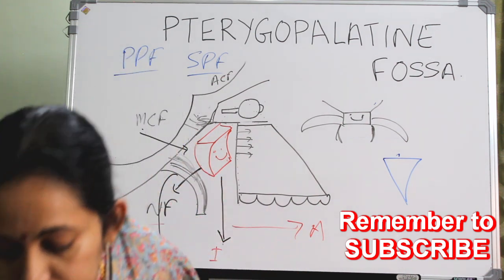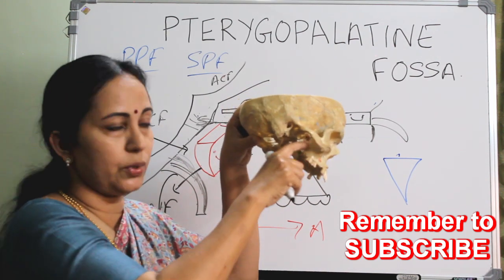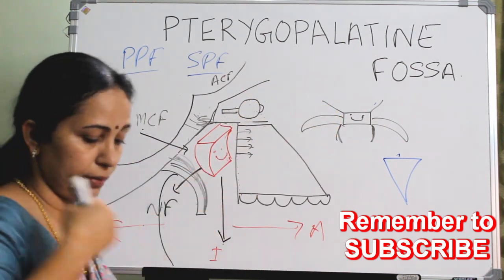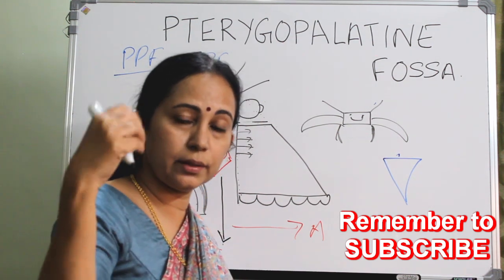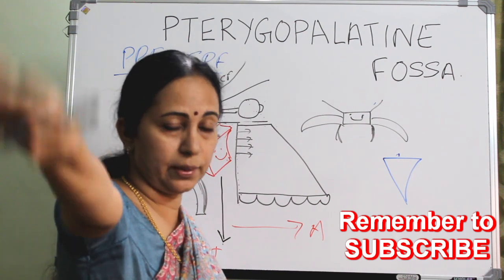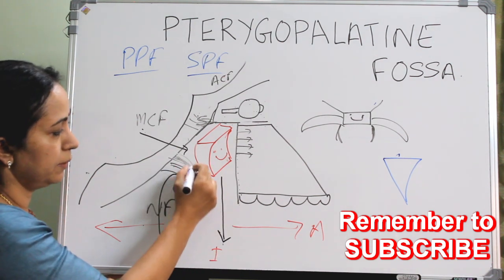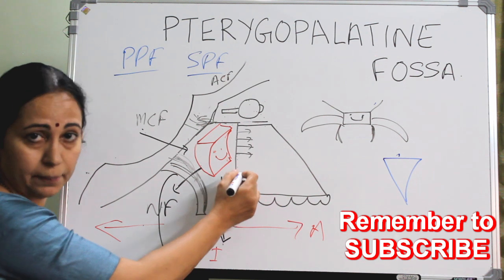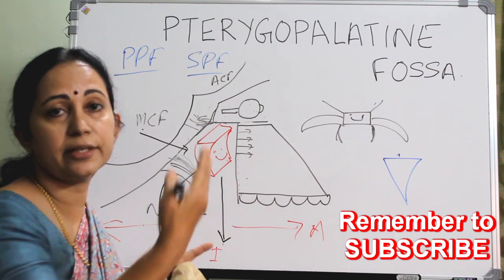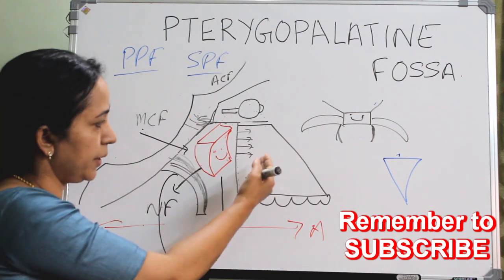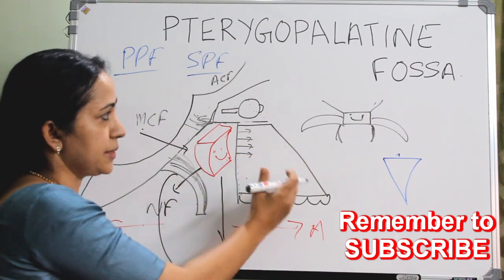So laterally, see, there is no wall laterally, so it is communicating to the infratemporal fossa. If this is my lateral wall, I can put my hand through the lateral wall into the infratemporal fossa. It is communicating. So here comes the pterygoid process, and here comes the maxilla. So what is this communication? That door is called the pterygomaxillary fissure. So the pterygopalatine fossa communicates with the infratemporal fossa through the pterygomaxillary fissure.